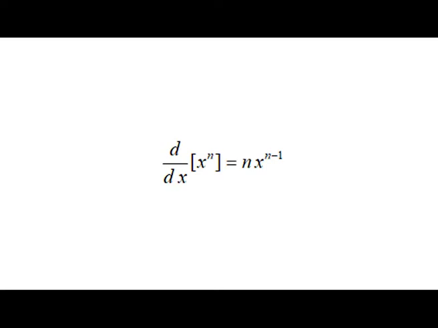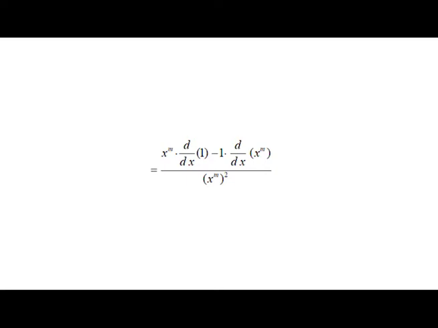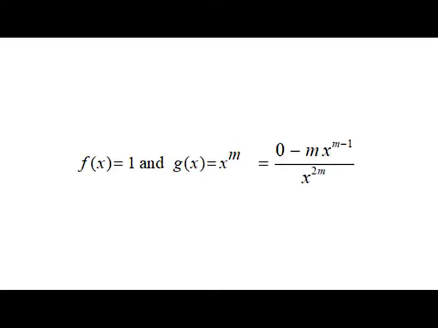If n is a negative integer, then n equals negative m, where m is a positive integer. Hence, xⁿ equals x⁻ᵐ equals 1/xᵐ, and d/dx of xⁿ equals d/dx of 1/xᵐ, which is equal to [xᵐ d/dx(1) minus 1 d/dx(xᵐ)] upon (xᵐ)², using the quotient rule with f(x) equal to 1 and g(x) equal to xᵐ, which is equal to [0 minus m xᵐ⁻¹] upon x²ᵐ.